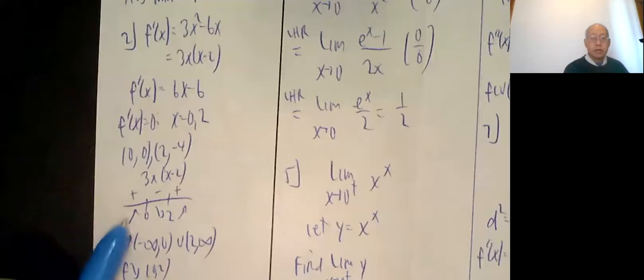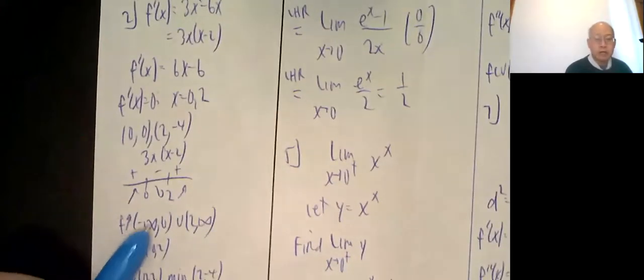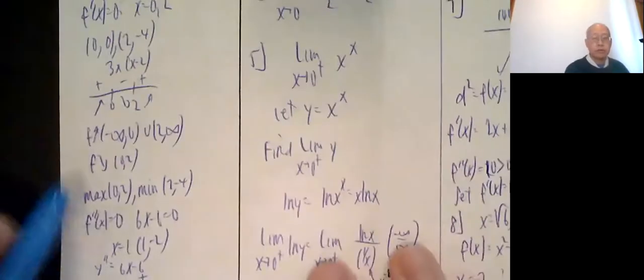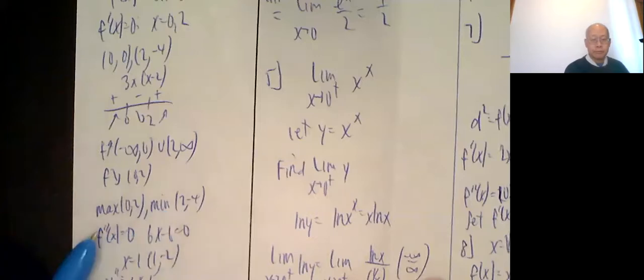Sign chart: increasing, decreasing, increasing. So the function's increasing from negative infinity to 0, union 2 to infinity. F is decreasing between 0 and 2. So that makes (0, 0) a maximum, (2, negative 4) a minimum.